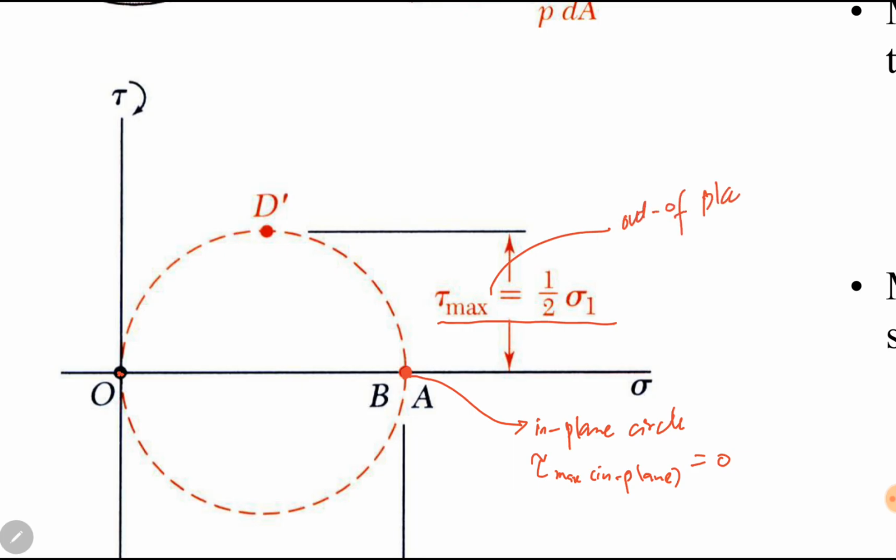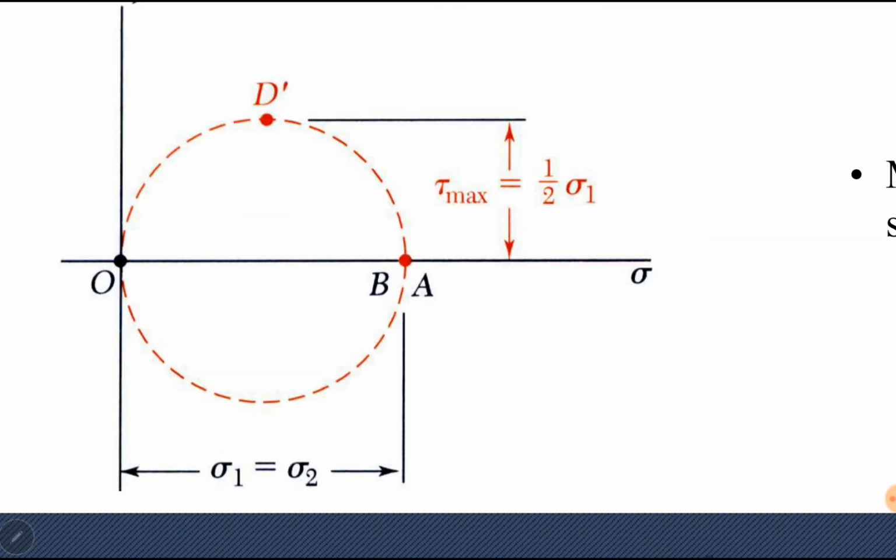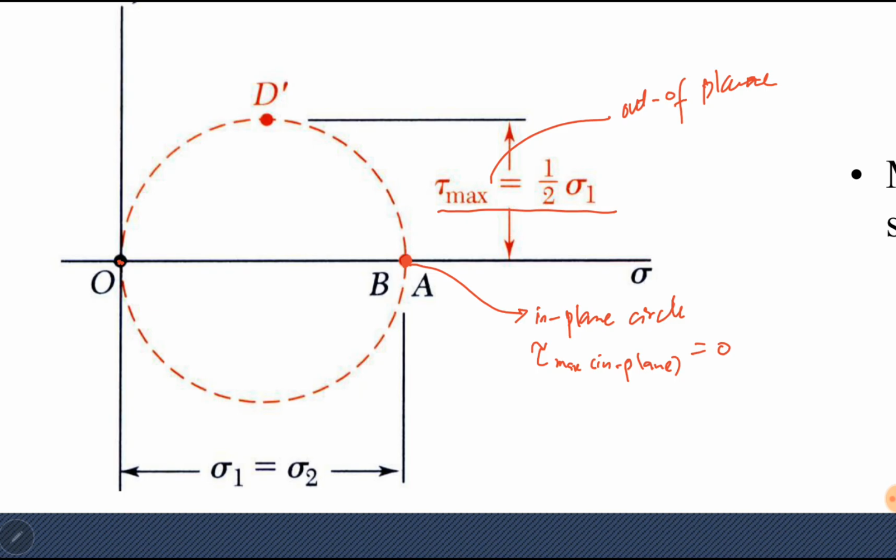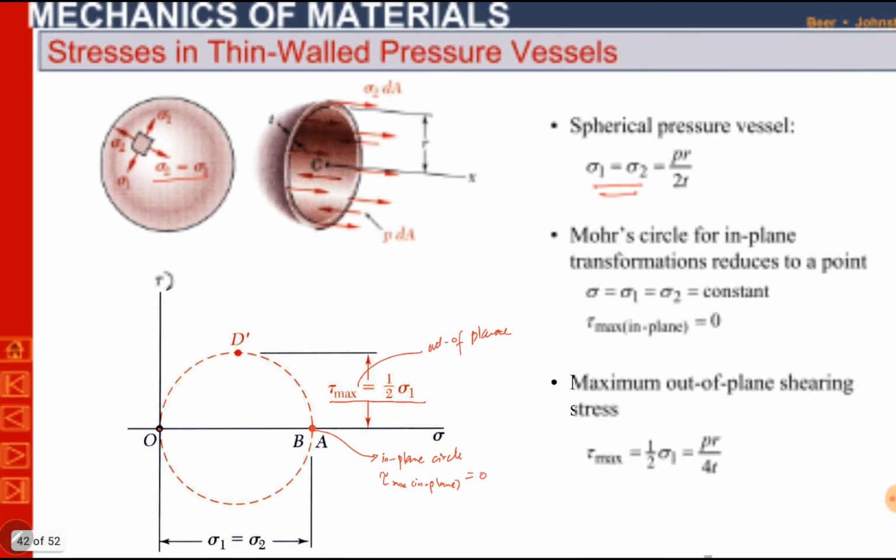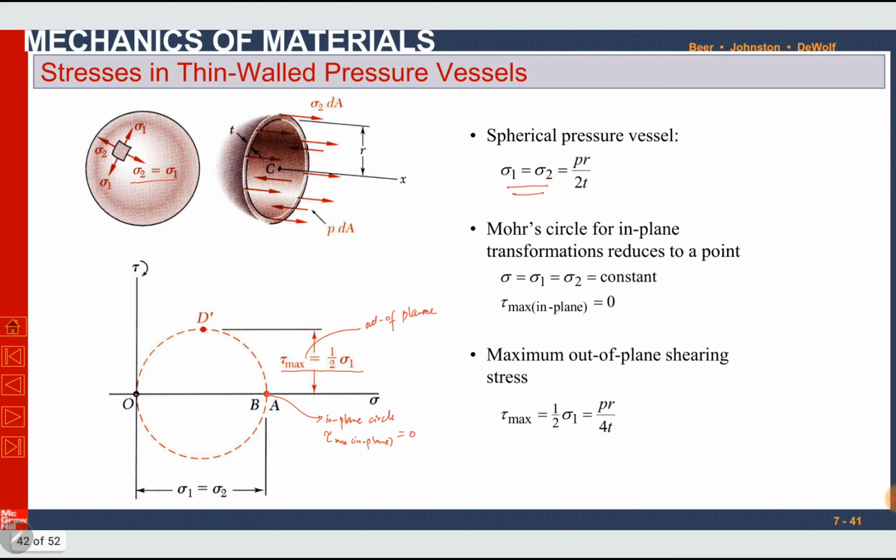Out of plane shear stress is equal to half of sigma 1. Sigma 1 is the diameter of this circle, and the radius of the circle will be tau maximum. Sigma 1 and sigma 2 both are the same. So tau maximum in plane is 0, and tau maximum out of plane is half of sigma 1, or PR over 4T, because sigma 1 is PR over 2T.